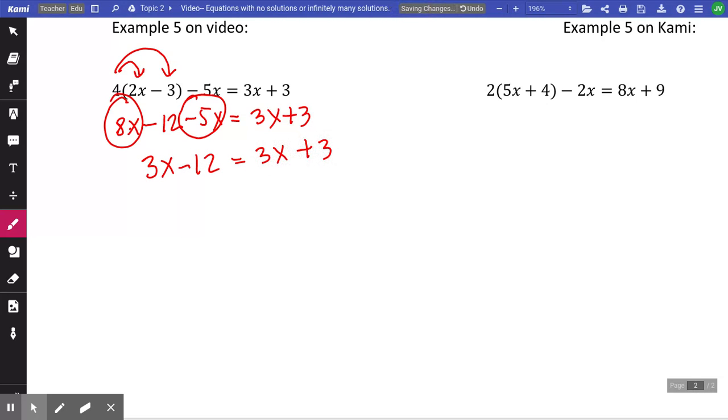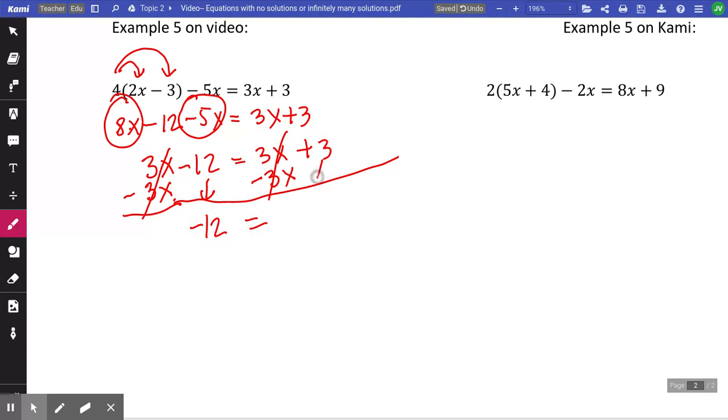I see I have variables on both sides. So let me cancel this 3x by subtracting 3x, because 3x minus 3x will equal 0. Whatever I do to one side, I do to the other. -3x there too. But that will equal 0 as well. So let me see what I have left. I bring down this -12 equals, and I bring down what's left on this side, which is a 3.